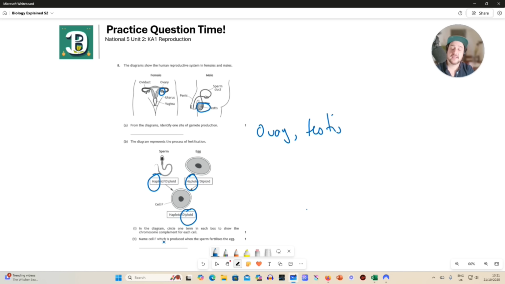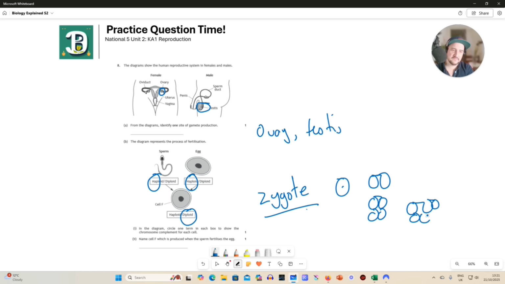Finally, name cell F, which is produced. I've named it already. It is the zygote. Okay. Often students might call it the embryo. That's not true. The embryo forms from the zygote. So when it's 1, it's a zygote, and then it forms a ball of 2, and then 4, and then 8, okay, etc. That is when it becomes an embryo. But the first cell is the zygote. So make sure you remember that. Zygote just means to join. Okay, so it's when a sperm and egg have joined.